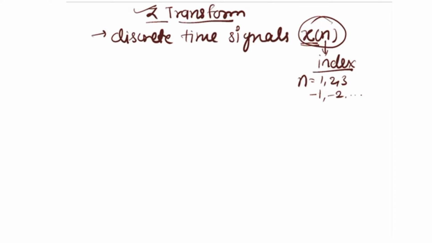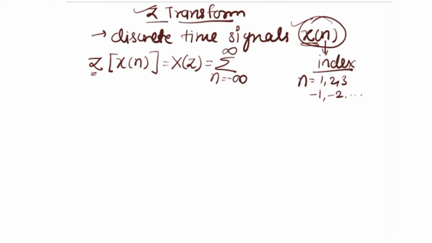Now, how to calculate this Z transform? For any discrete time signal x[n], the Z transform is written as Z transform of x[n], or X(z), and it is calculated by summation from n equals minus infinity to plus infinity of x[n] z to the power minus n. Now we can calculate this Z transform by this formula. So how to use this formula?